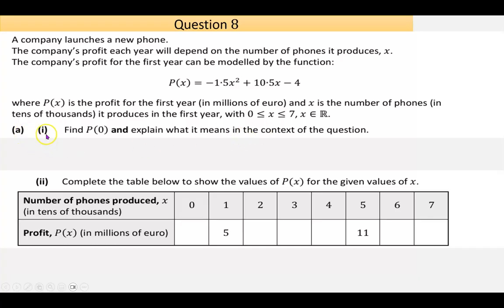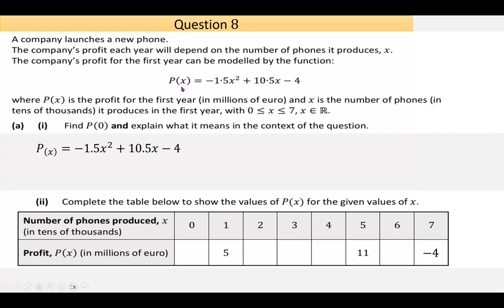Now, part 1 says find P of 0 and explain what it means in the context of this question. If you see here the P of x and the P of 0, if you make the leap, they're saying find the answer when x is 0. That's literally all they're doing. So I write out my original function. Now I always like to put the x slightly lower. This is not p times x, which I feel is something a lot of people make a misconception about, because we often drill into people that brackets mean multiply, and they're going, "What's p times?" So it can be a source of confusion.